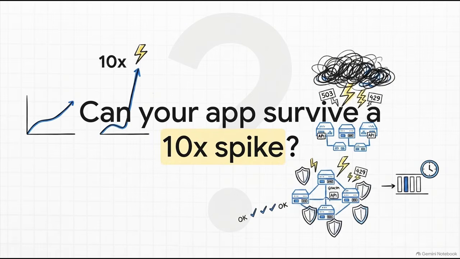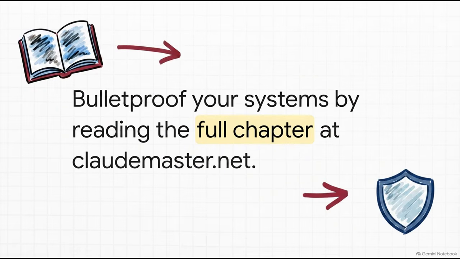So, I want to leave you with a question. Is your application prepared to gracefully handle a sudden 10x traffic spike without falling over? Really take a hard look at your current error handling setup and ask yourself if it would actually survive the storm.